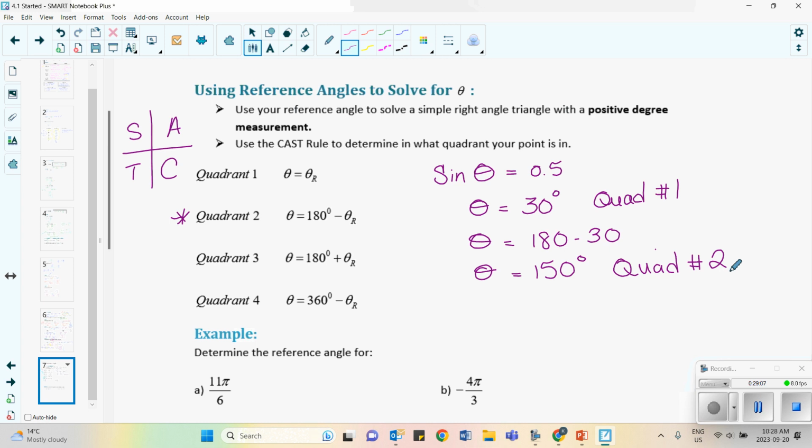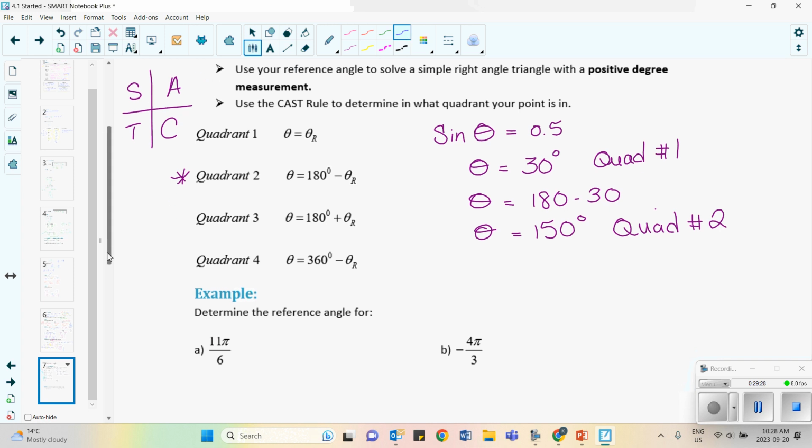Okay, so all of this is great. But now we don't just live in degrees. We have to change these rules to include our radian option as well. So does anything change in quadrant one? Theta is theta reference, easy peasy, there's no values in there. What would the rule be using radians for quadrant two? Theta equals pi minus theta reference. Pi minus. That's not what you said, you said 2 pi.